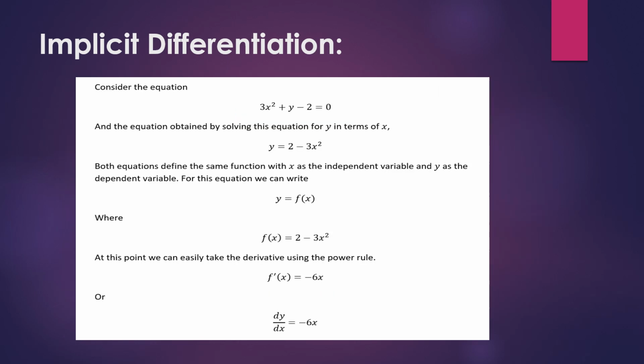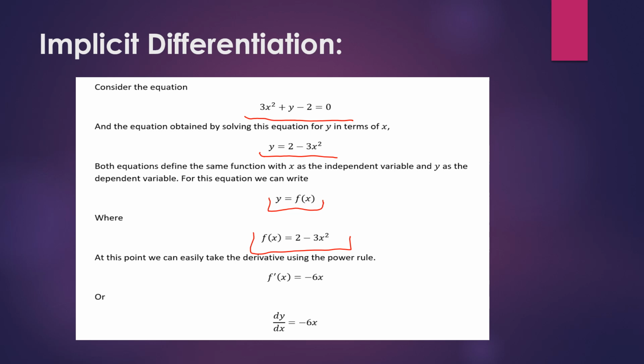So consider the following equation: 3x squared plus y minus 2 equals 0. If we were to solve this equation for y in terms of x, we would get y equals 2 minus 3x squared, and that's a form that we're very familiar with. Both equations define the same function, where x is an independent variable and y is the dependent variable. So we could really write y as f of x, so f of x equals 2 minus 3x squared. This is all from algebra 1 kind of stuff. We're used to using y and f of x interchangeably.